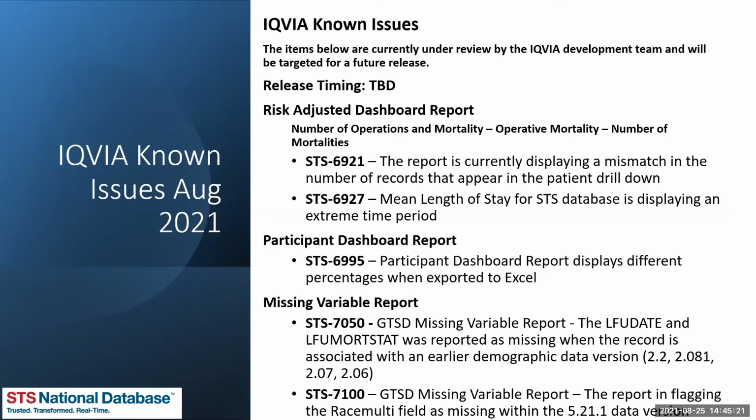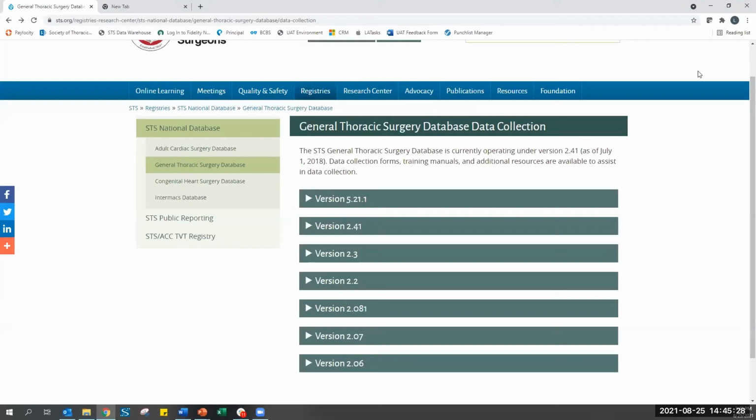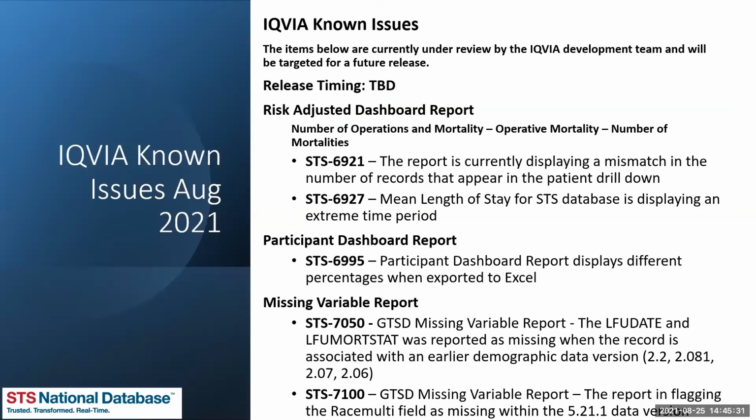STS 6927. We've received reports that the STS mean length of stay data appears to be incorrect. And so we're working with DCRI and the STS to confirm the correct calculation information for that section, and we'll have that updated as soon as possible. On the participant dashboard, STS 6995, we are looking into an issue where the percentages displayed on the report when you run it on the website are different from the percentages that are displayed when you export the report. So that is something that we are aware of and working on.